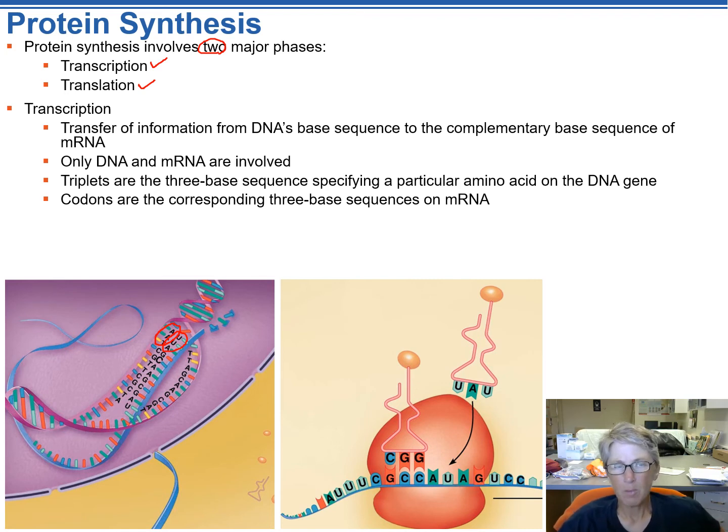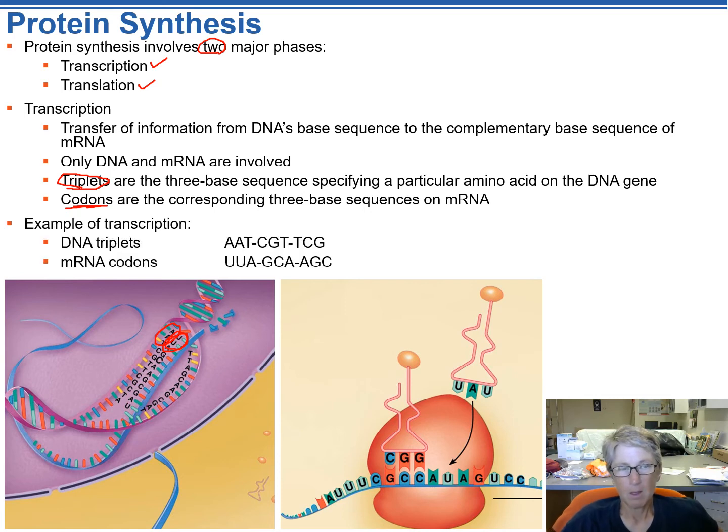And we talked about this. If you have a triplet here in DNA, and then when you make the corresponding triplet in RNA, that's called a codon. And this codon will specify a particular amino acid. So codons, like I just said, are 3 base sequences on messenger RNA. So here's an example of transcription.